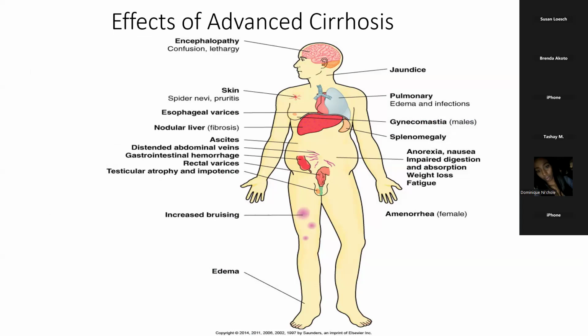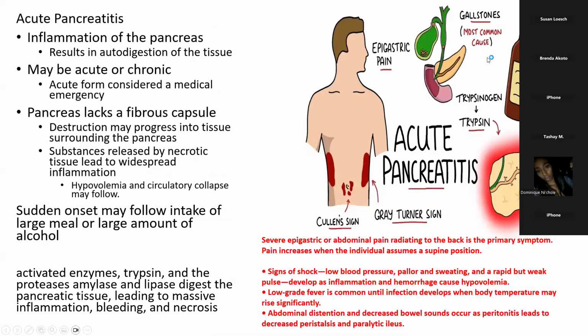Anorexia, impaired digestion and absorption because you're not producing bile, then you have none stored in the liver and it's not going to be able to break down those fats and lipids. Fatigue, you're lacking energy, increased bruising because blood clotting system here, the liver is responsible for. Any questions on that liver? No.